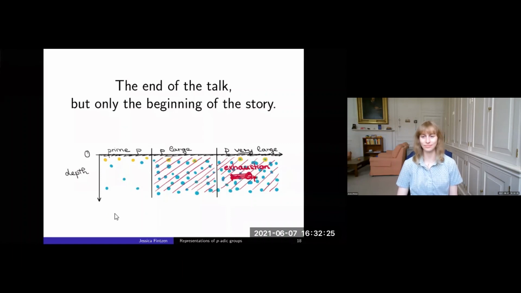But the working assumption is that something like a recipe along these lines should exhaust everything. And that's the hope. Yeah, that's the folklore conjecture that everything arises from compact induction, and I have no reason to believe otherwise. So that's the goal, the hope.